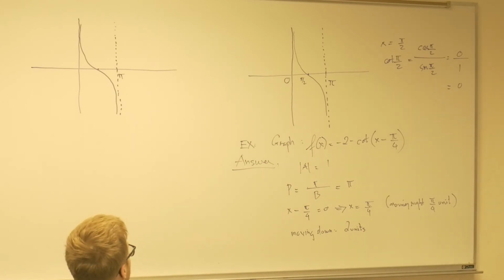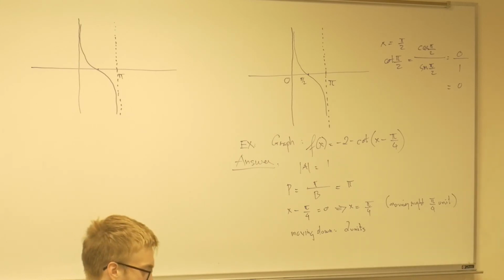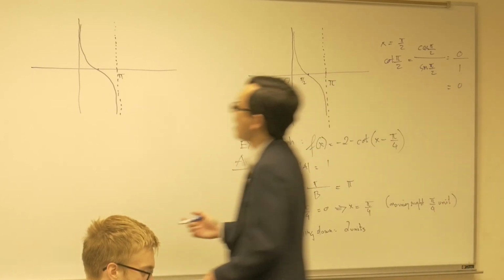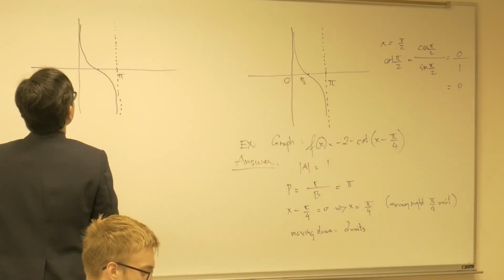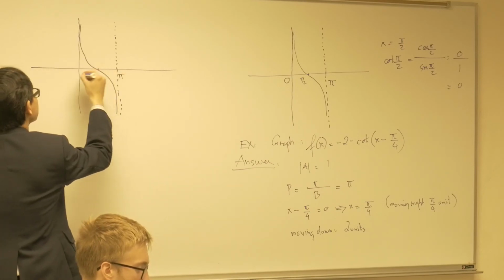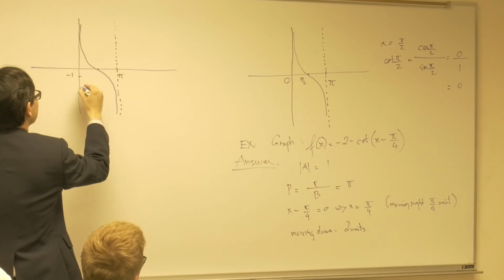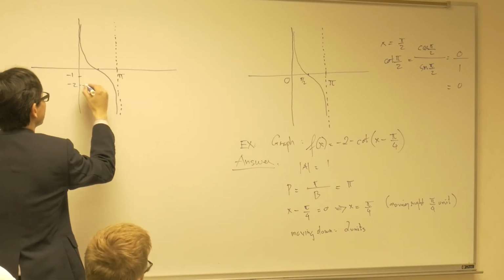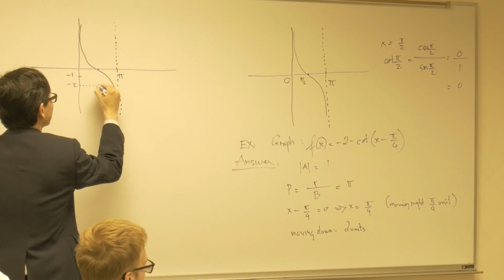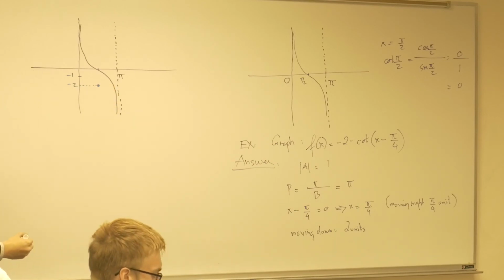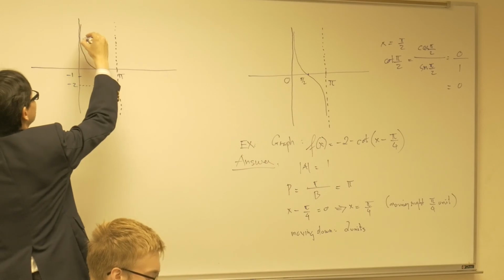Alright, now we're going to start shifting. So we want to move down 2 units. Or you can move to the right first. It doesn't matter which one you go first. Okay, let's move down first. So let's say this is 1 here, -1 here. So you move down, it's -2. So our origin is right here. Okay. So we'll have something like this.